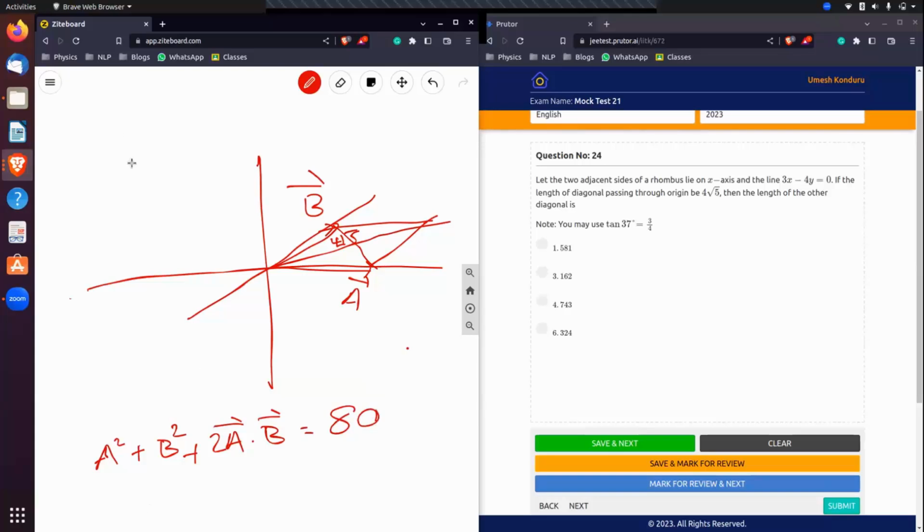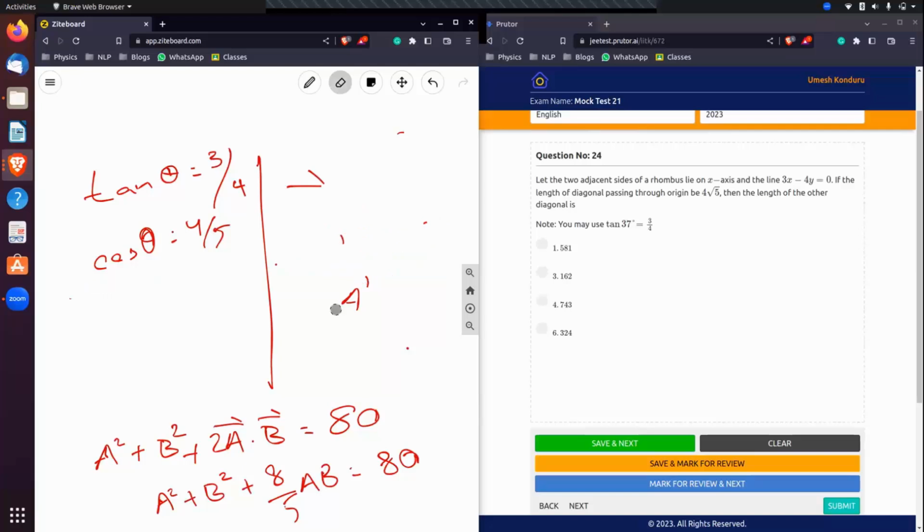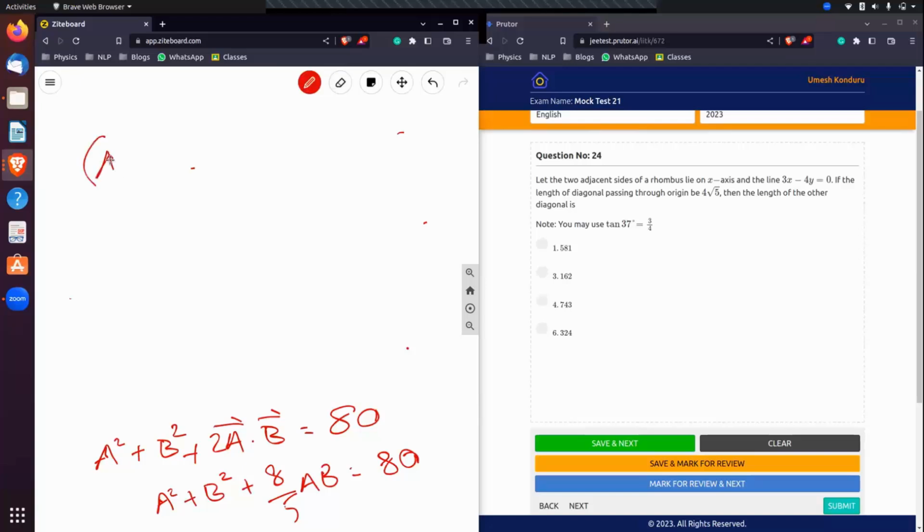And so you also know that tan theta, the angle between them, is equal to 3 by 4 because this line is y equals 3x by 4. So cos theta will be 4 by 5. So we get a square plus b square plus 8 by 5 ab equal to 80. And what we want to figure out is this, right? We want to figure out a minus b whole square.